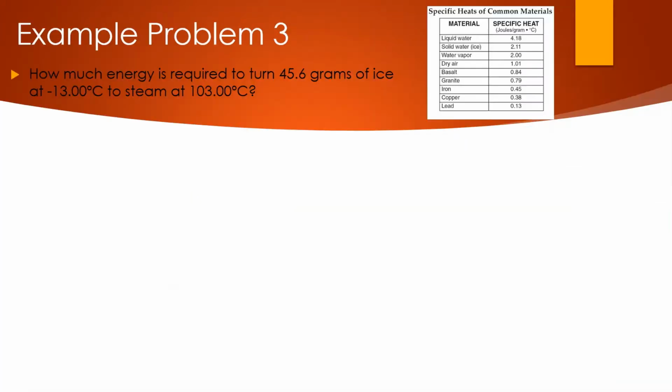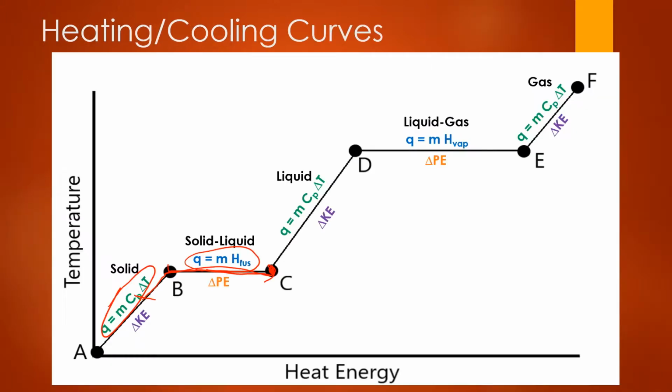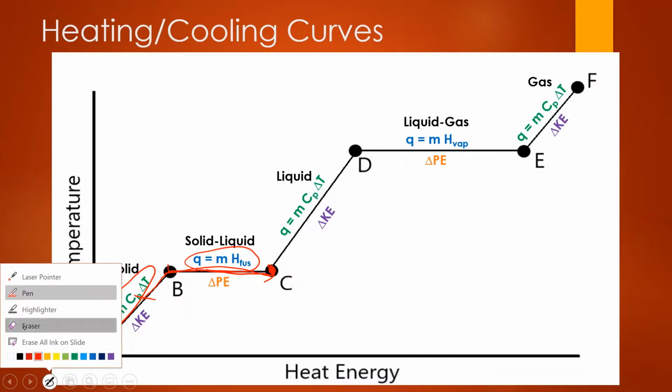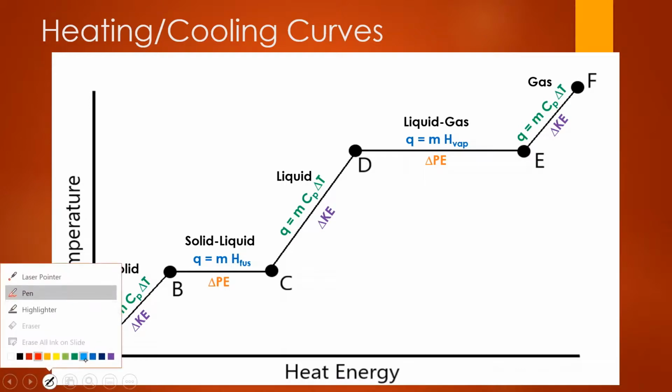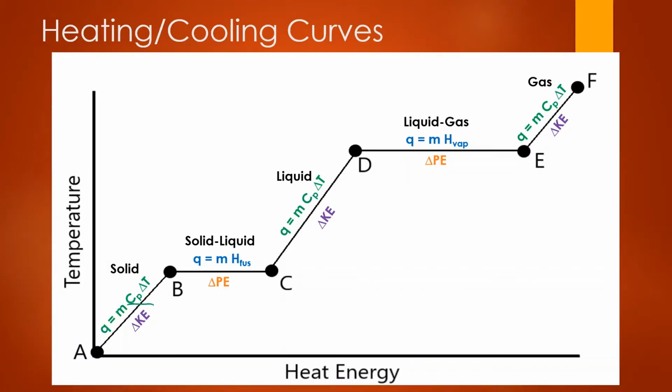Now, let's look at this problem. How much energy is required to turn 45.6 grams of ice at negative 13 degrees Celsius to steam at 103.00 degrees Celsius? How many steps is that going to be? Well, let's look back here. So we're at negative 13, and we're going all the way to 103.